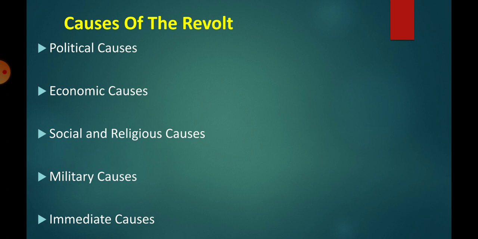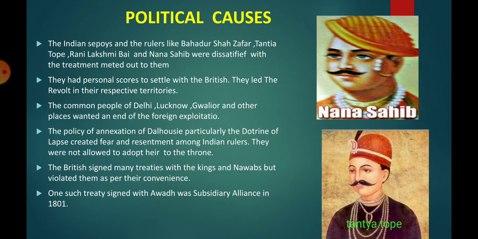Political causes. The revolt was the outcome of the widespread resentment that had been boiling against the British for a long time. Widespread resentment means every section of the people had anger against the British, and that was continued for a long time.